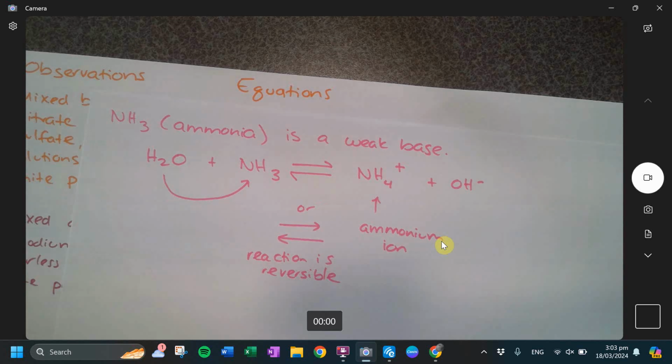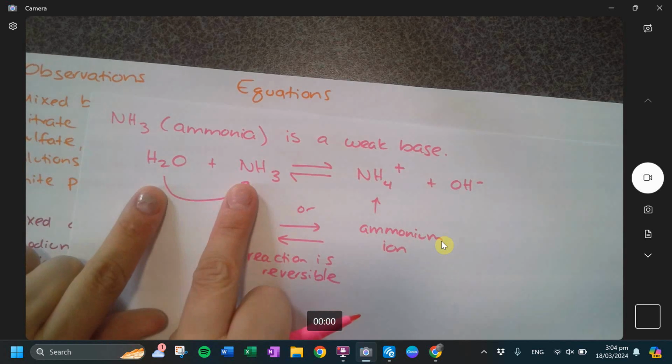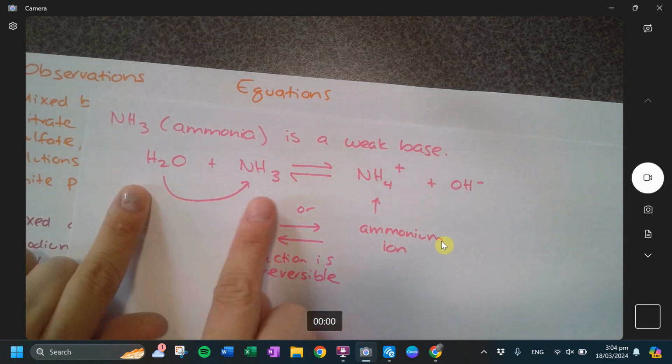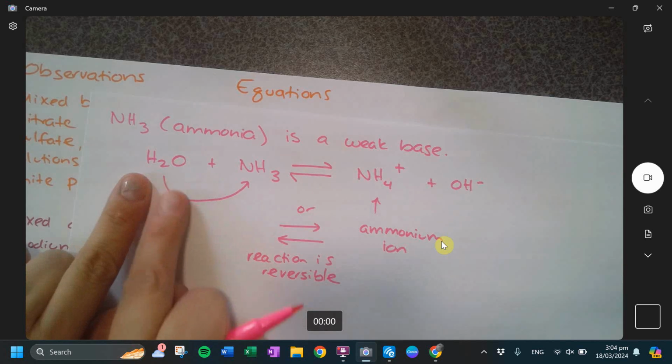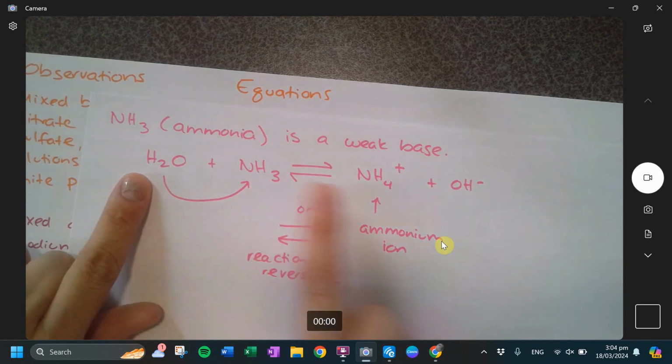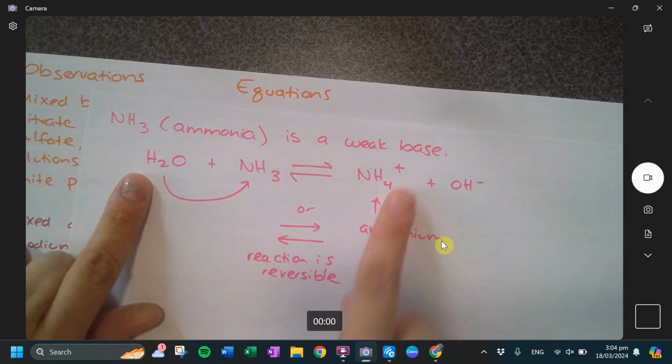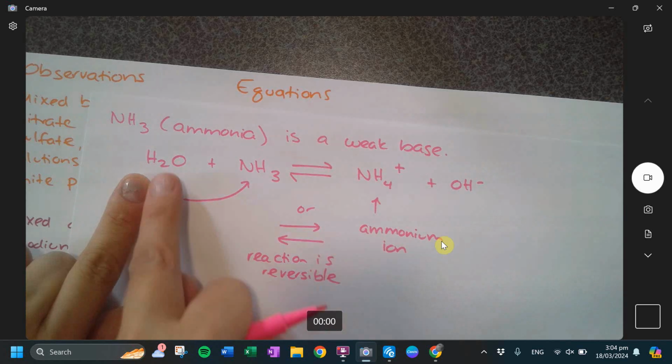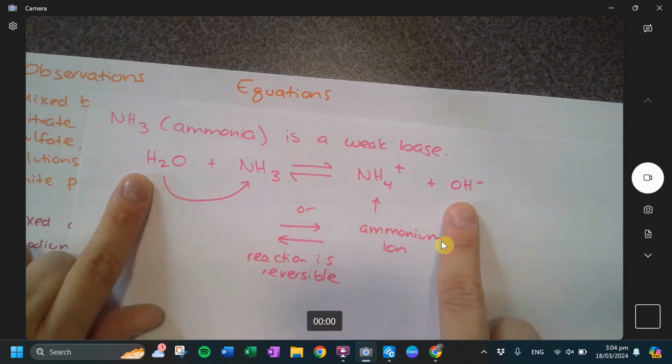Are we okay with that so far? Hopefully. This is the most complicated thing you're going to get, probably. All right, keep going. So, ammonia. When I mix it in with water, it reacts with water. What happens is water will give one of its hydrogen ions to the ammonia, forming NH4+, known as the ammonium ion. Since water has lost its hydrogen, what is left over is OH-, the hydroxide ion.